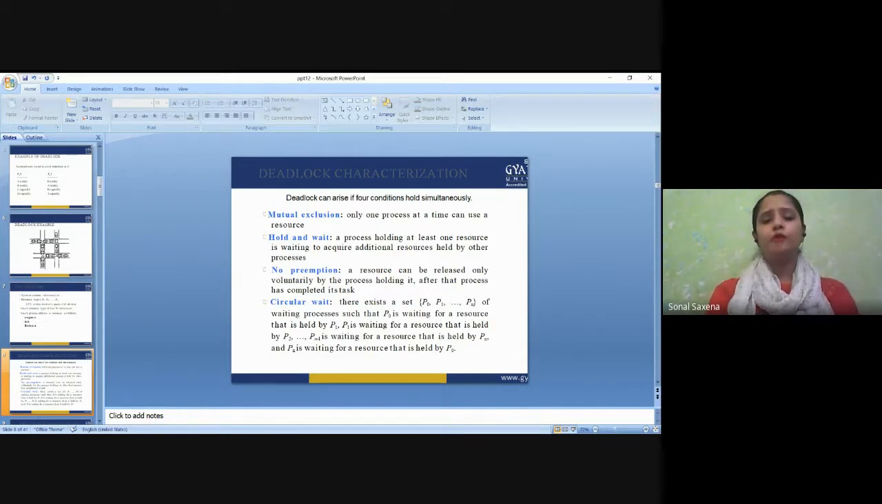Now, the fourth important condition for the deadlock to occur is called no preemption. I have told you the term preemption in earlier lectures also. Preemption means forcibly or forcefully stopping a process from execution. So that is called preemption. And here, we are talking about no preemption. So what does that mean? See, a resource can be released only voluntarily by the process holding it, after that process has completed its task.